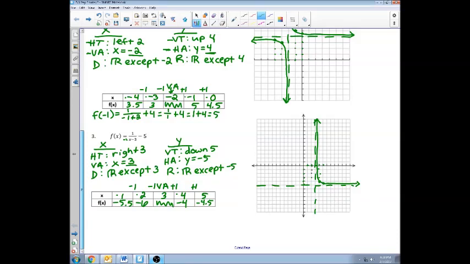1, 2, 3, 4, 5, 6. Then I go to 1 on my x, it's right here, down to 5.5. 1, 2, 3, 4, 5.5. Get as close as I can to my asymptotes without touching or crossing. And I am done. Okay, let's move on to our last problem.